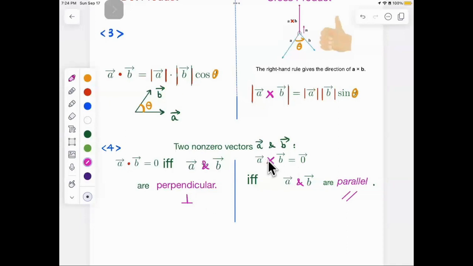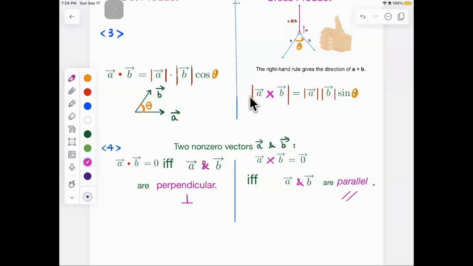Now for cross product, A cross B is equal to the 0 vector if and only if A and B are parallel. When A and B are parallel, then theta will be equal to either 0 or pi. Sine of theta will be equal to 0. So the magnitude of the cross product will be 0, and so the cross product will be the 0 vector.